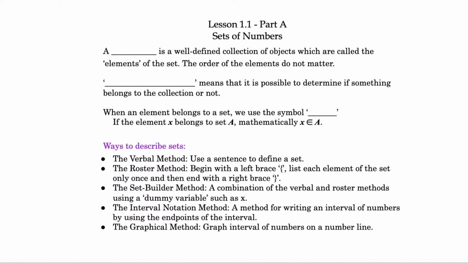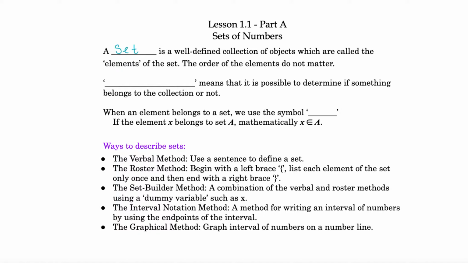So a set is a well-defined collection of objects which are called the elements of the set. It doesn't matter the order of the elements that are within our set, and oftentimes you will see that they are from least to greatest, but they don't have to be in a particular order.